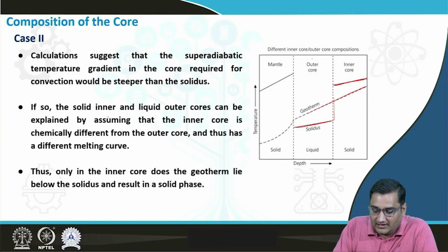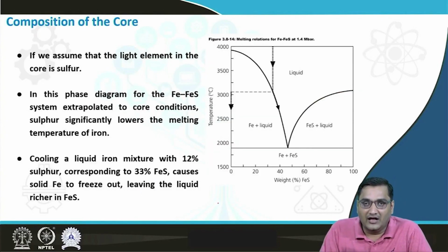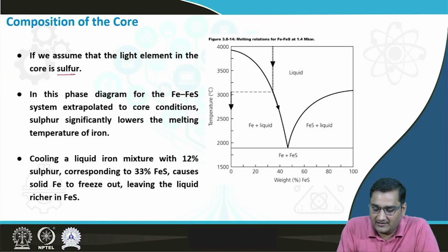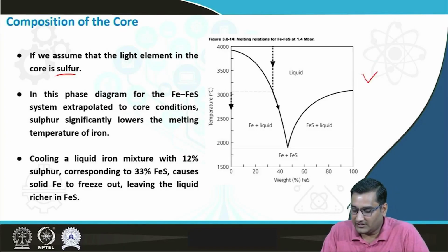If so, the solid inner core and the liquid outer core can be explained by assuming that the inner core is chemically different from the outer core and thus has a different melting curve. Thus, only in the inner core does the geotherm lie below the solidus and result in a solid phase. If we assume there is a light element in the core, one promising candidate is sulfur, and this is the phase diagram for the iron and iron sulfide system extrapolated to core conditions.